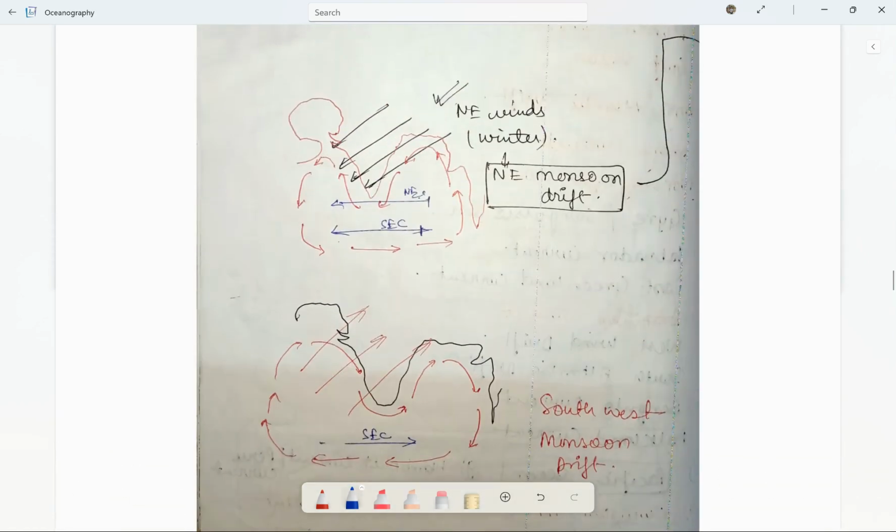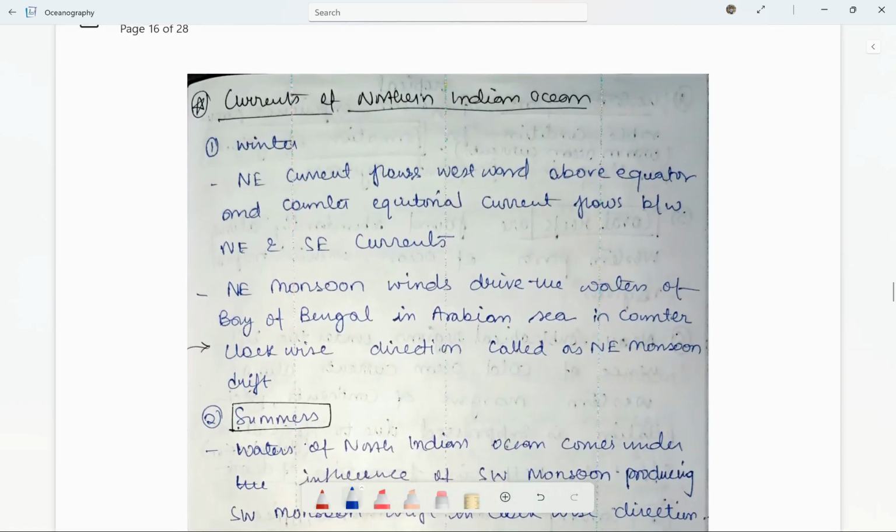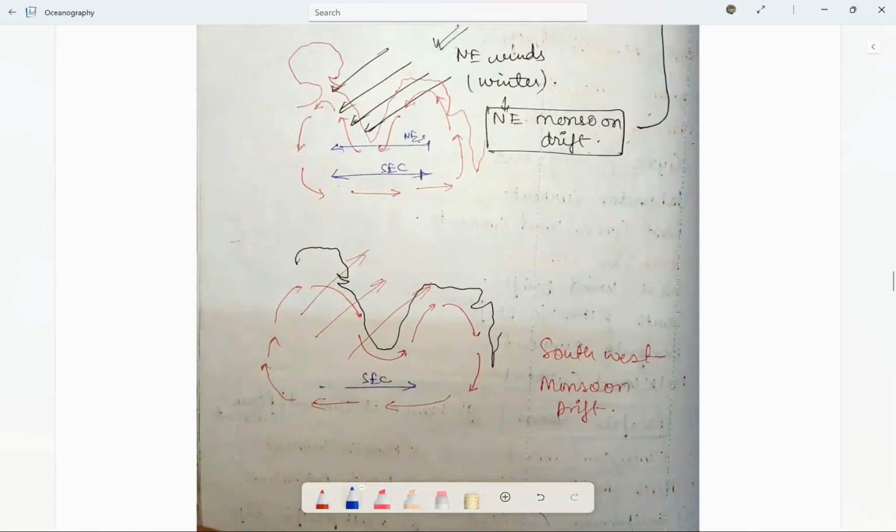ये करेंट्स इंडियन ओशन का फ्लो दिखा रहा है. Now, currents of the North Indian Ocean. Now we will talk about how they flow in winters and how they flow in summers. अगर विंटर्स की बात करें तो जो नॉर्थ ईस्टर्न करंट है, वो स्टार्ट्स फ्लोइंग वेस्टवर्ड.